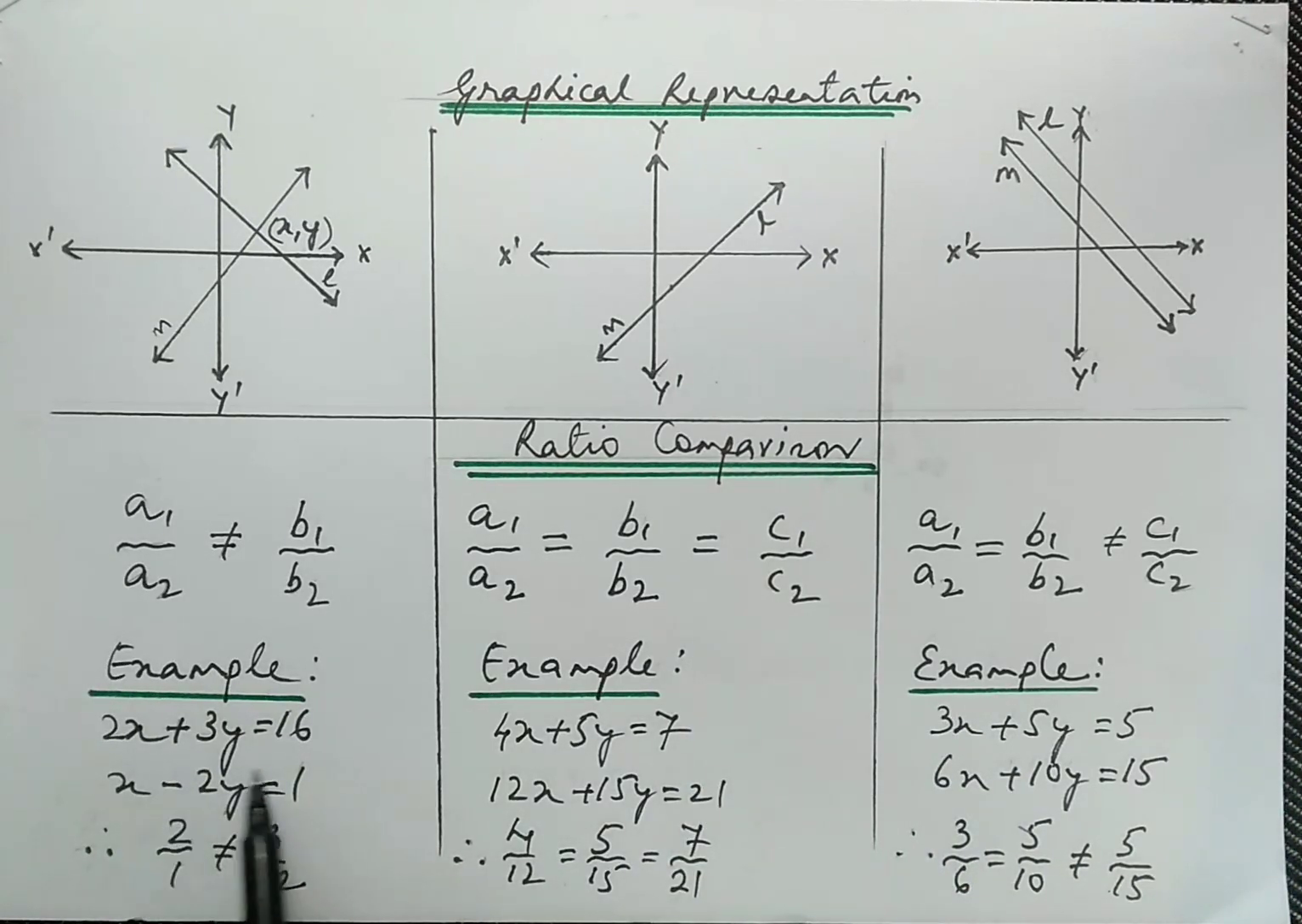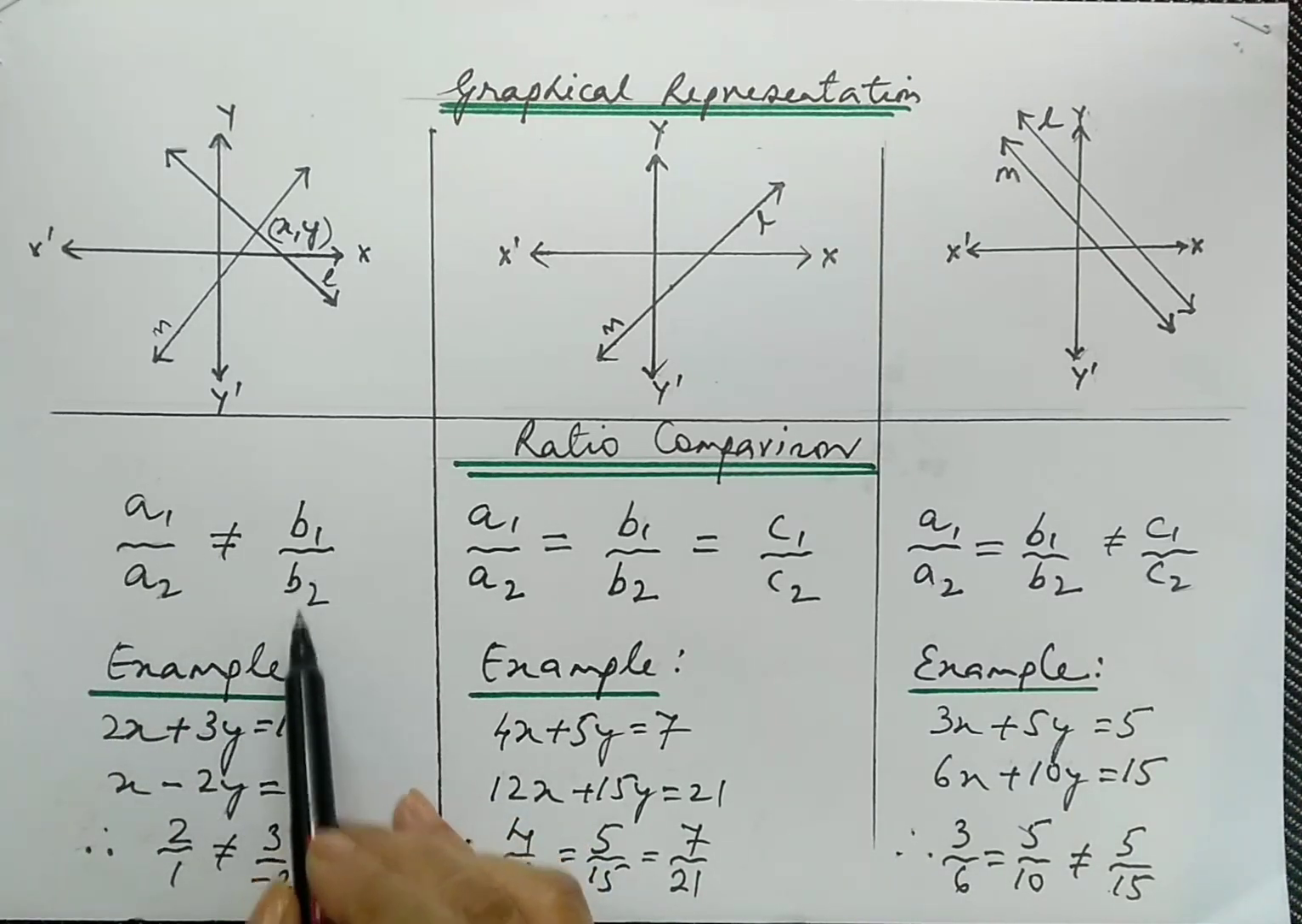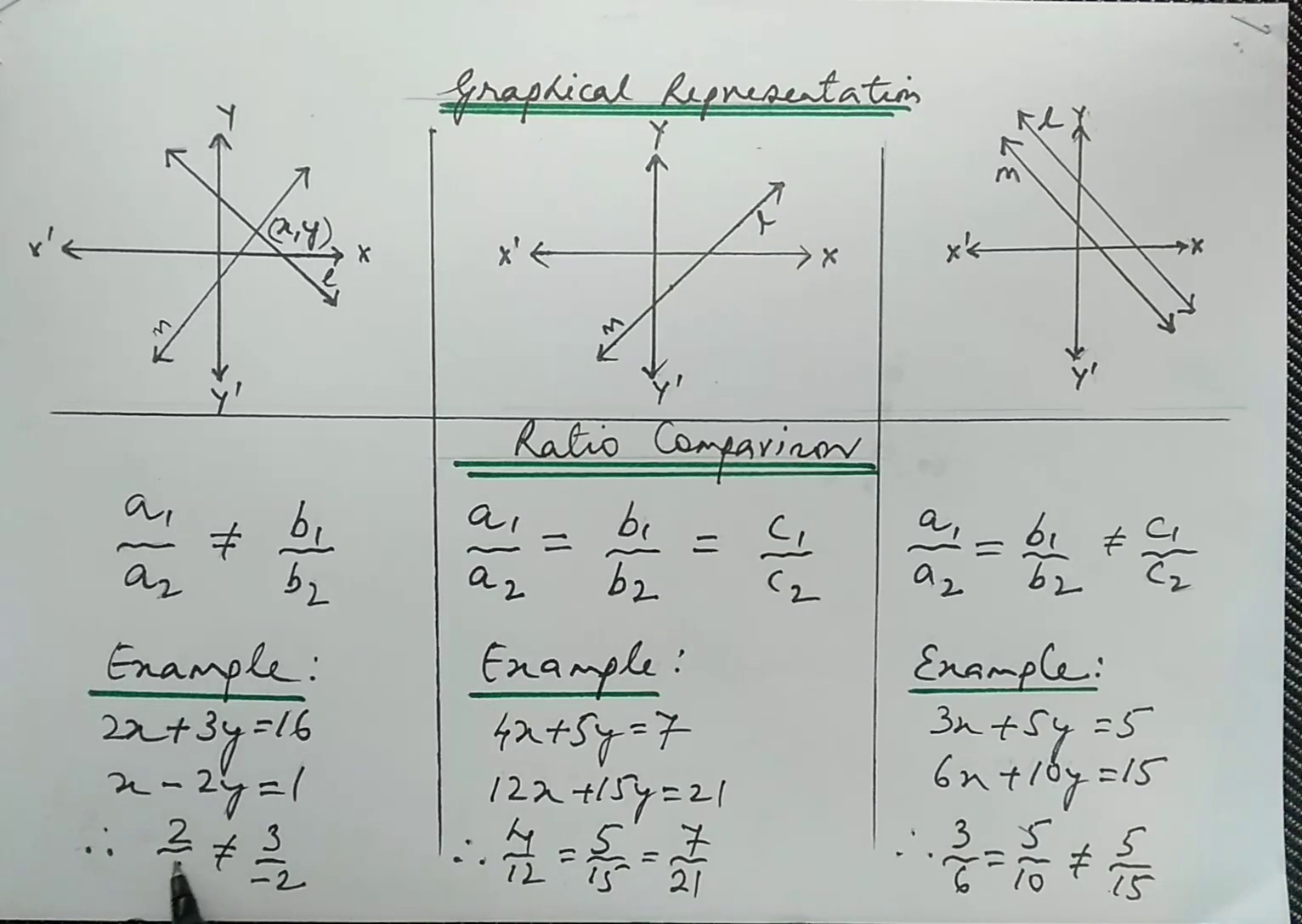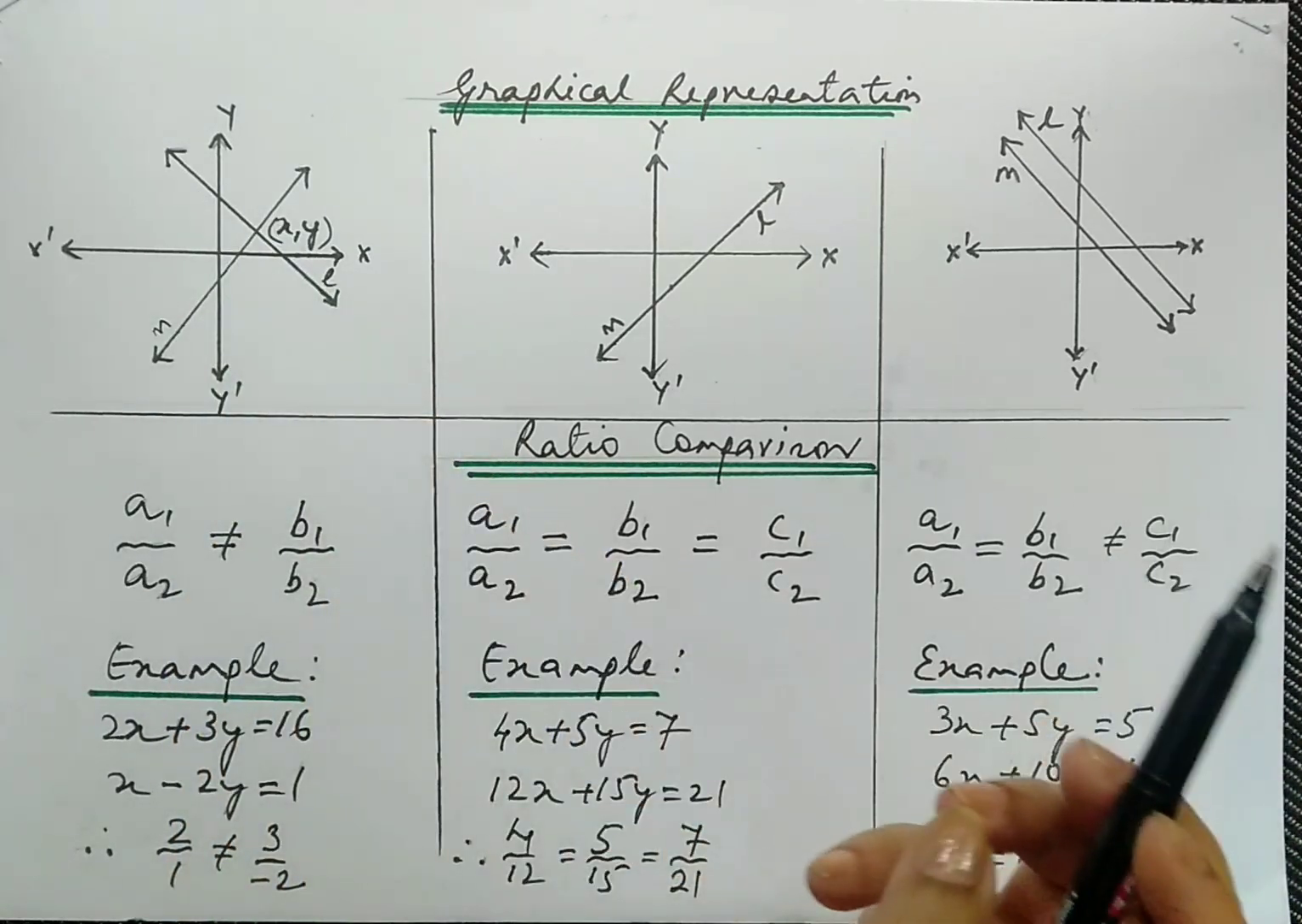When you are able to unfold this, see, 2x plus 3y equals 16 and x minus 2y equals 1. This is one system of simultaneous equations which says that 2 and 1 are the coefficients. So a1 is 2 and a2 is 1. b1 is 3 and b2 is minus 2, which means what? 2 upon 1 is not equal to 3 upon minus 2. As soon as you get this, you would know instantly that graphically they are intersecting lines.